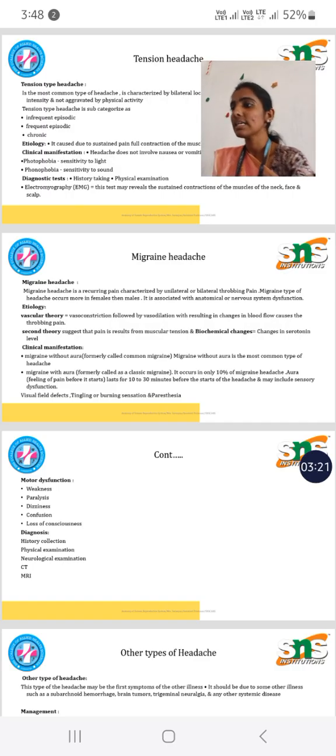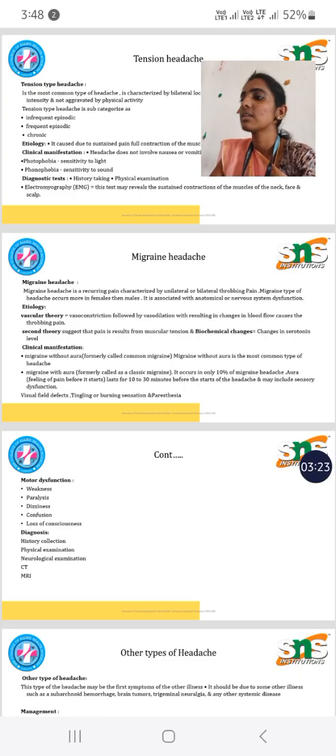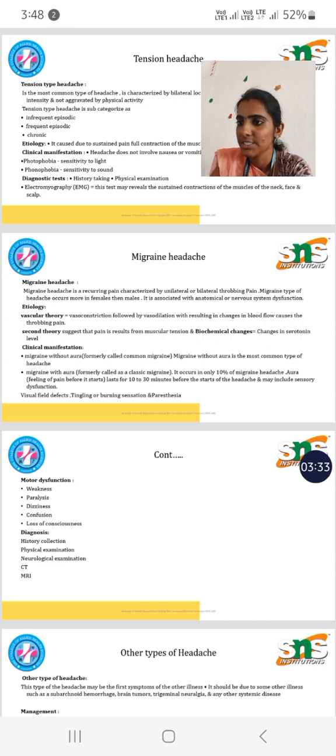Another one is other types of headache. This type of headache may be the first symptom of another illness. It may be due to some other illness such as subarachnoid hemorrhage, brain tumor, trigeminal neuralgia, and other systemic diseases. And the cluster headache involves repeated headaches that can occur for weeks to months at a time, followed by periods of remission.